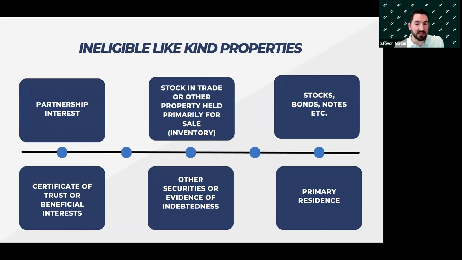Your primary residence is a big one, and a very big misconception out there. A lot of people think, hey, I could 1031 my primary residence. And that actually couldn't be further from the truth. Your primary residence is not eligible for 1031 treatment. 1031 only applies for investment property, and you have to sell investment property and acquire investment property to qualify for 1031 treatment.